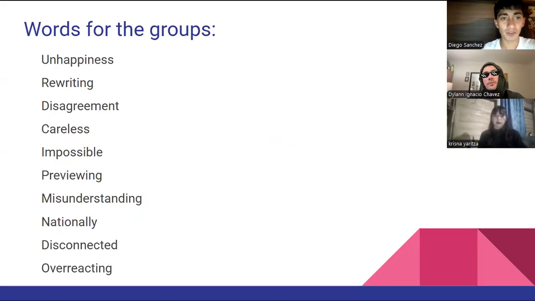Okay, so here we have the words that each group is going to be working on simultaneously. Each group is going to receive the 10 words, and they are going to complete the answering sheet that Krishna just explained. The words here are unhappiness, rewriting, disagreement, careless, impossible, reviewing, misunderstanding, nationally, disconnected, overreacting.